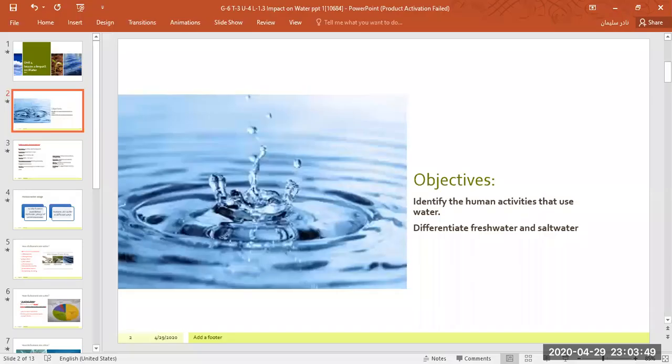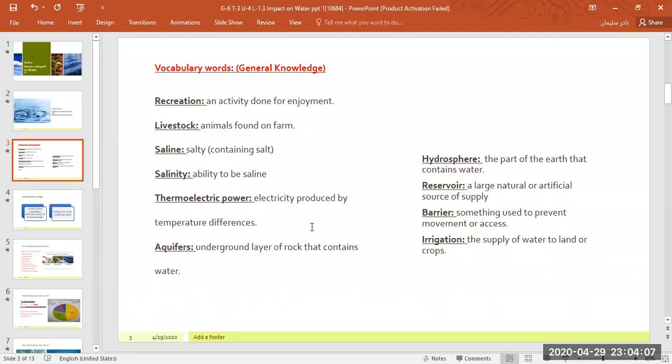The first part of the lesson was about the uses of water and fresh water and salt water, the differences between them. We learned in this part how humans can use water in different ways. Let's see together some vocabulary that you have to know, okay, before we start the main ideas. These words that you learned are very important to know their meaning.